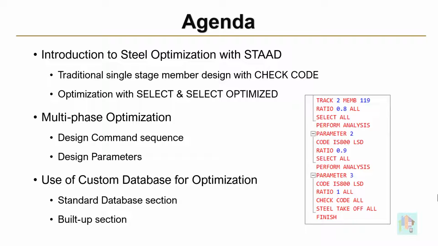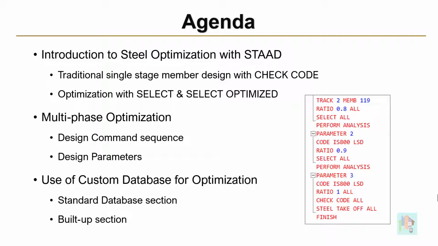Rather, multiple iterations are required to find the most economic section. For a better outcome, we need to refine those iterations using some additional design parameters and comments. I'll discuss those comments, correct sequence, and additional parameters required during section selection. Finally, I'll cover how we can use only project-specific sections during optimization using a custom database, along with optimization of user-defined, built-up, or plate girder sections.